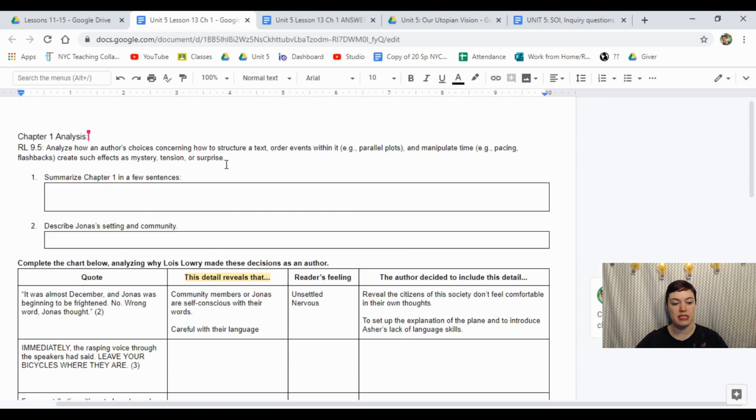Again, all this is based on chapter 1 and should be completed after you've done your Kami annotations and you've read chapter 1 fully. Of course, if you have any questions, come to a live Q&A, comment down below, comment on Google Classroom, send me an email, send me a text.